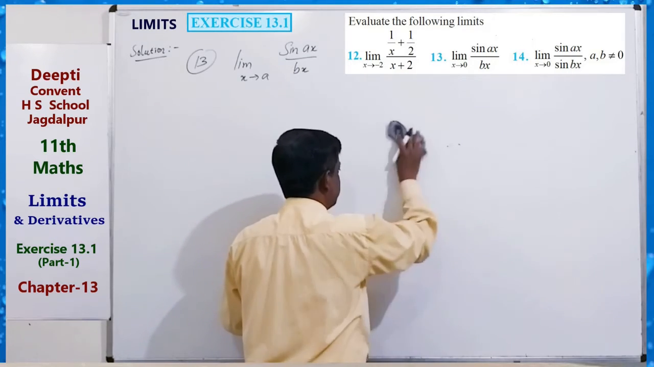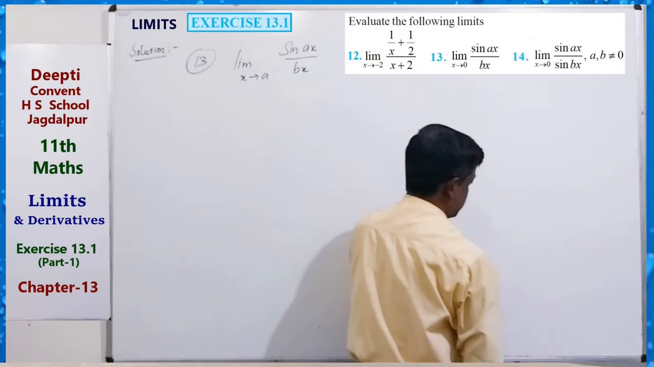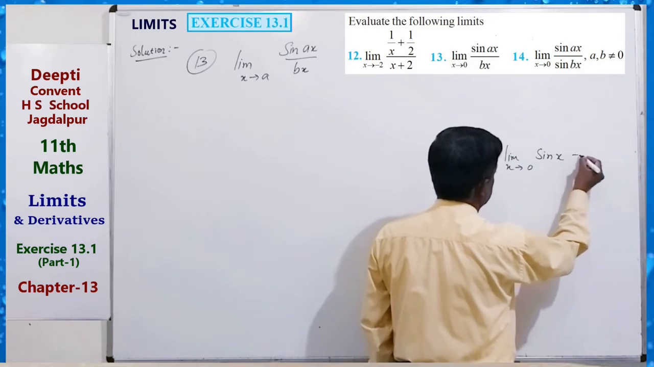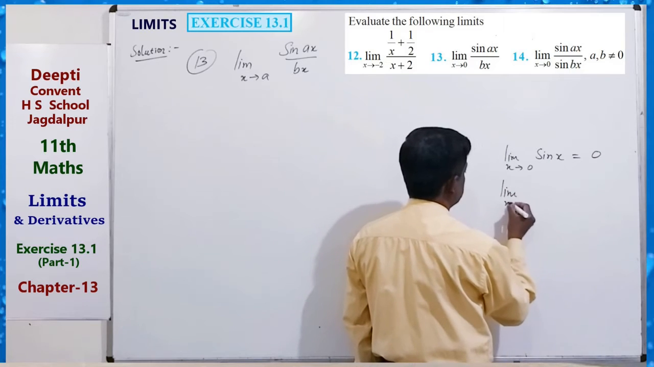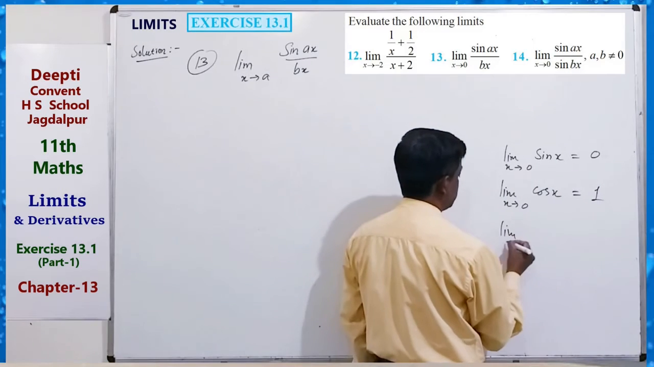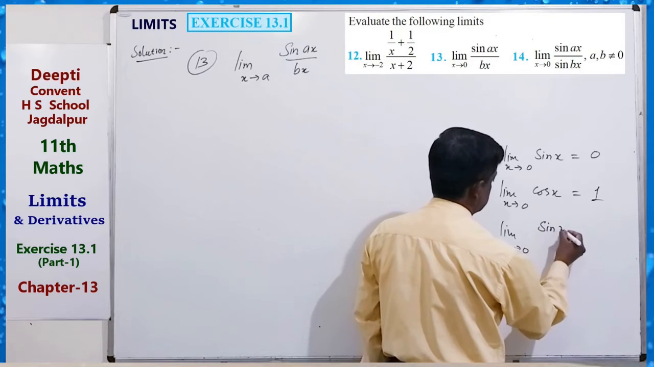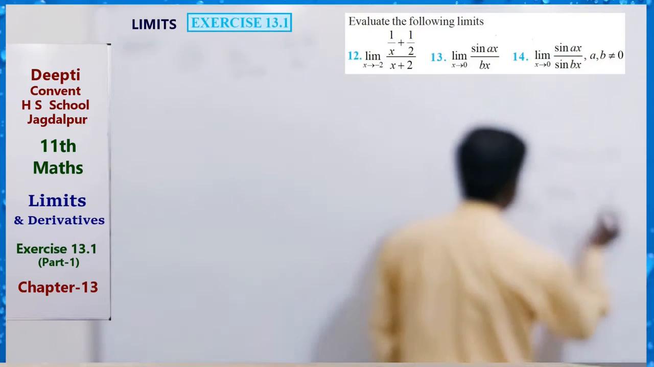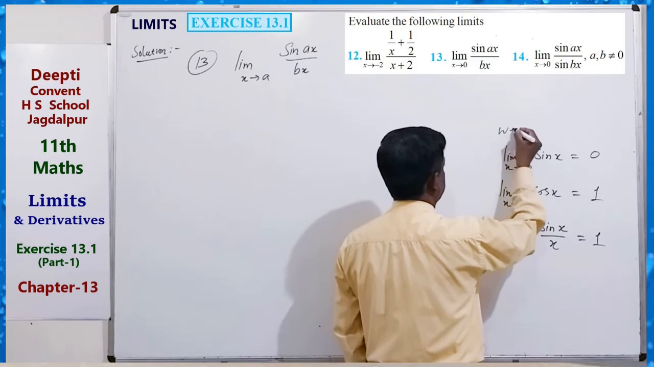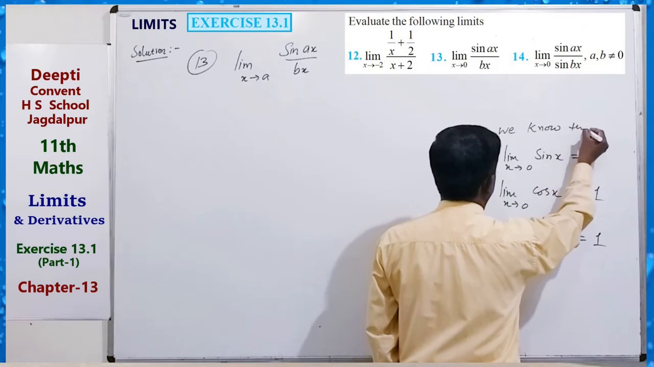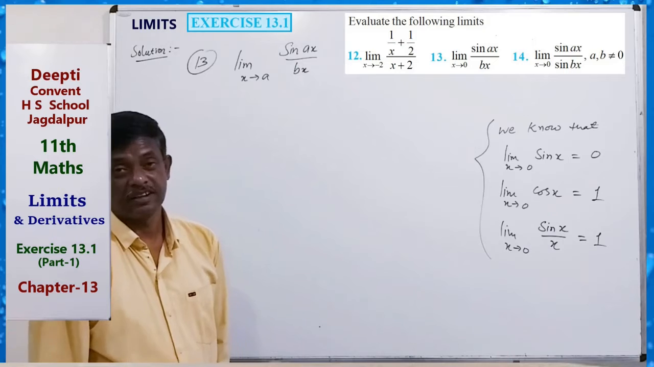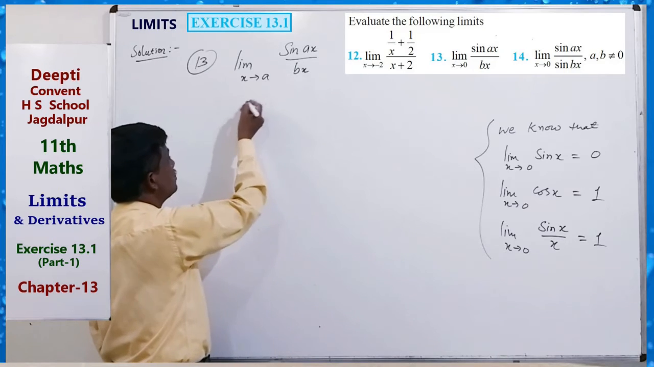We know the limit x tending to 0 of sin x is 0, limit x tending to 0 of cos x is 1, limit x tending to 0 of sin x by x is 1. We will use this for the trigonometric limit.